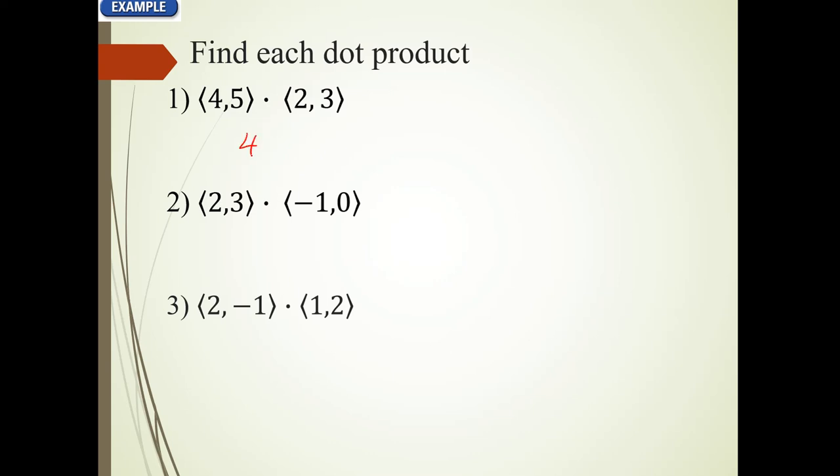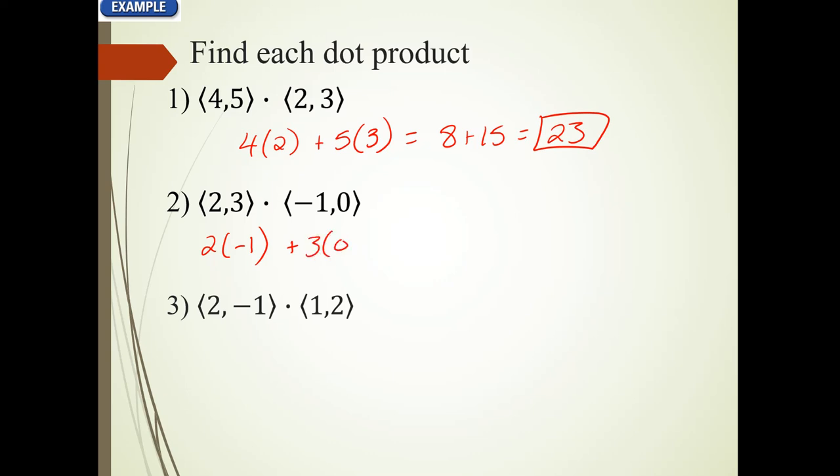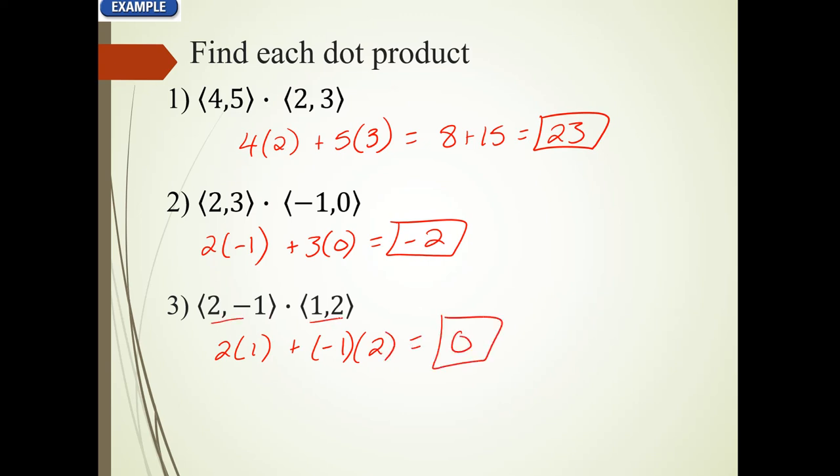For the first one, we have 4 times 2 plus 5 times 3. That's 8 plus 15, which is 23. The second one, we have 2 times -1 plus 3 times 0, which is -2. For the third one, 2 times 1 plus -1 times 2, which is 0. That means that these two vectors are orthogonal.